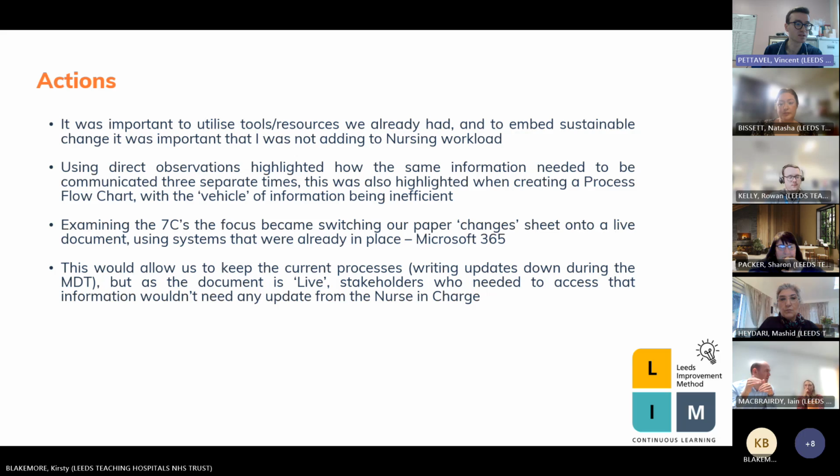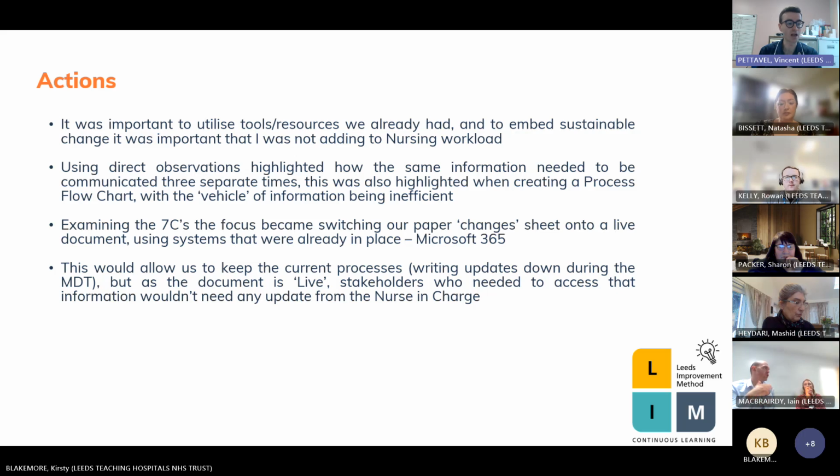As you'd expect in the Leeds Improvement Method, we did a production flow board and process flow chart, and we had that vehicle of information on that pink post-it note, all accumulating in the same spot, getting that information across. Massively inefficient, and we didn't like that. Back to the 7 Cs, in terms of using systems we already have, we had a few discussions about things which we could use. We ended up settling on Microsoft 365. It's a resource that the trust already pays for. Everyone has an account linked to your email address, and it's fairly accessible.